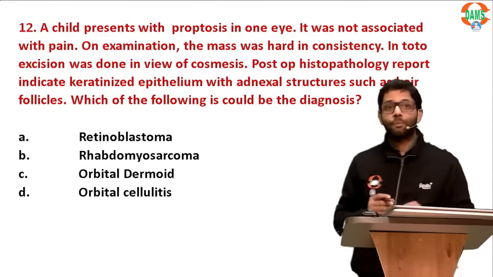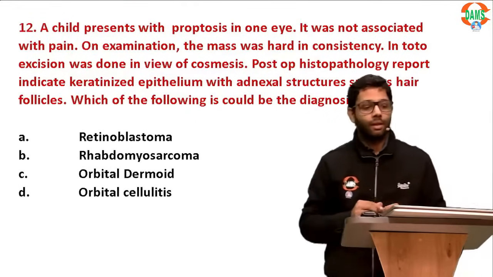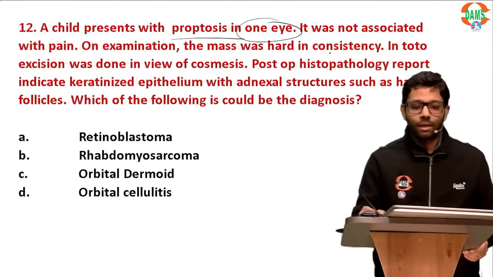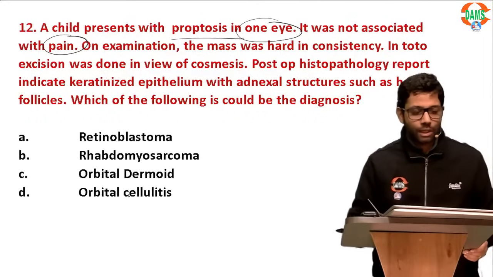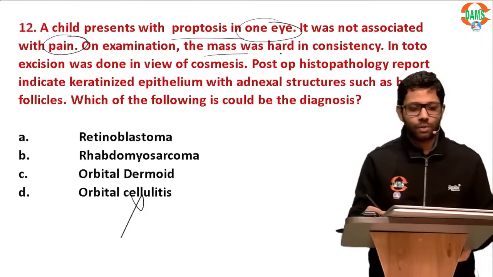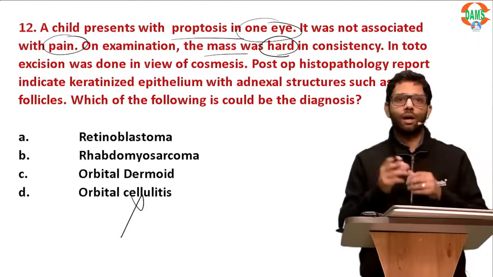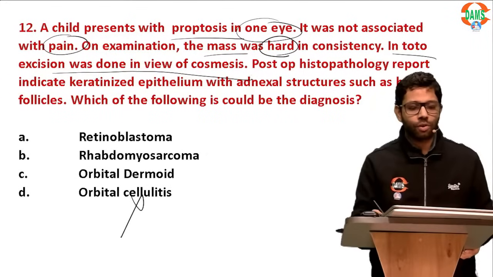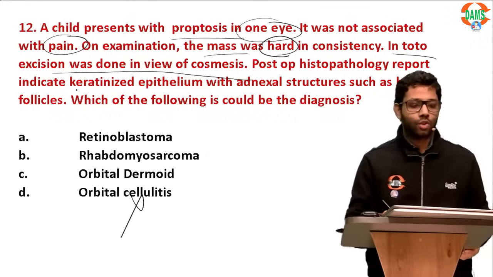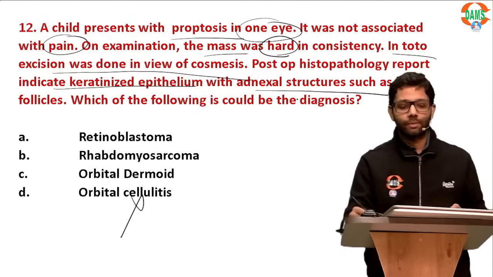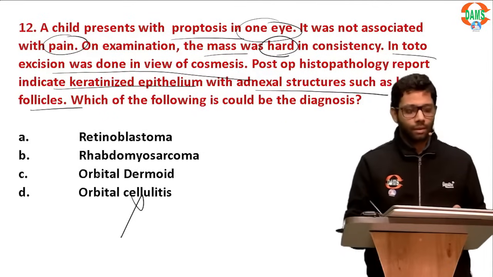This question can come. A proptosis in a child. A child presents with proptosis in one eye without pain. So cellulitis is ruled out because cellulitis has pain. On examination, the mass was hard. In toto excision was done in view of cosmesis. Post-op histopathology shows keratinized epithelium and adnexal structures, which means germ cell tumor. Which is the germ cell tumor?